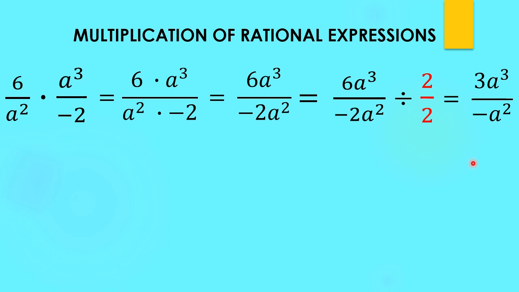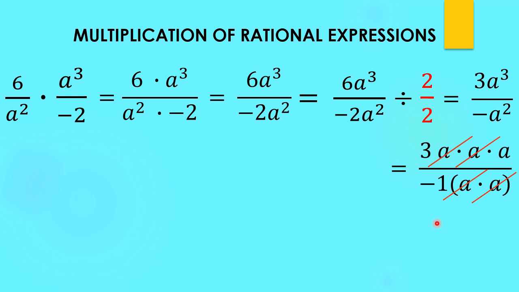And then we are not done yet because this can still be simplified by expanding. We can rewrite a cubed as a times a times a, and a squared as a times a. The next step is to cancel out all the common factors. The common factors here are two a's. So what we have is 3a and negative 1. So 3a divided by negative 1 will become negative 3a. So our final answer is negative 3a.